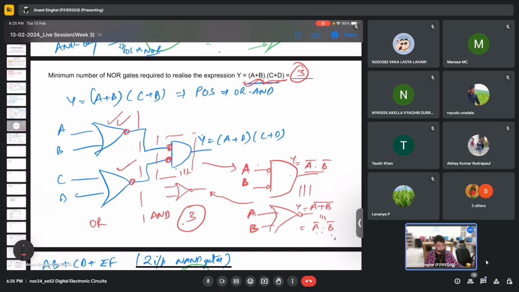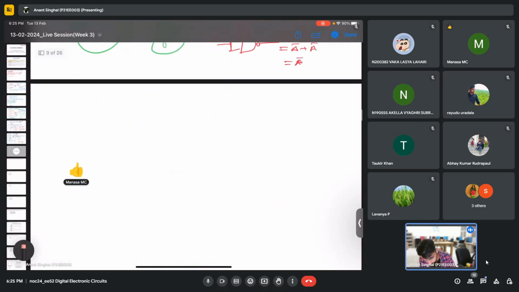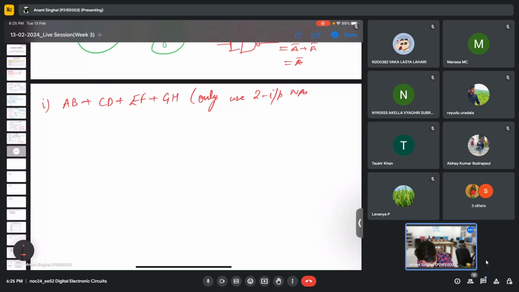Is it clear? Quickly let me know the answer to this now. Let me give you some expression here, plus GH, and you can only use 2 input NAND gates. Let me know the answer in maybe 2 minutes.